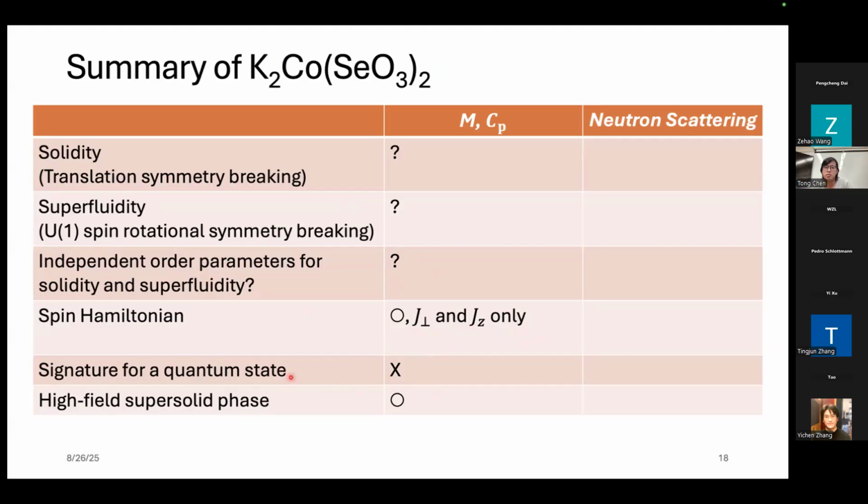We might have some hints of the quantum state in zero field, like we don't see any transitions in the specific heat capacity, no sharp transitions, but two broad peaks. That might indicate some quantum things, but we're not sure. But we do have access to the high field supersolid phase, which is predicted by the numerical calculations. So these are the measurements we are familiar with.